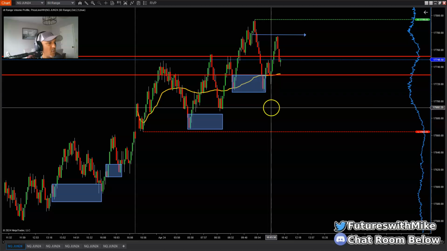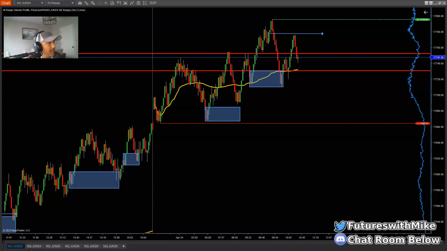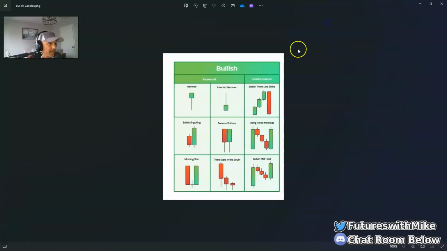So anyways, let's move on to what I wanted to show you today in reference to candlesticks and how to trade them and use them when trading range charts. So look here. These are examples of bullish candles. Of course, you should know this: the hammer candle, the wick below, and the inverted hammer, the wick at the top end of it.